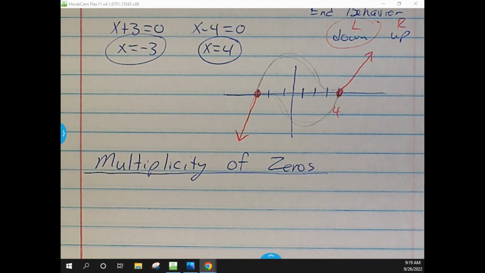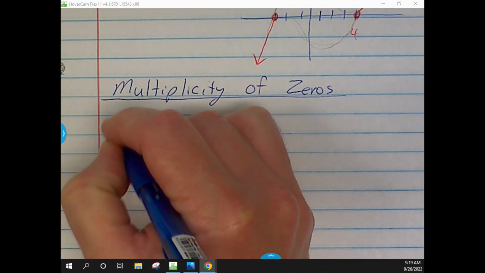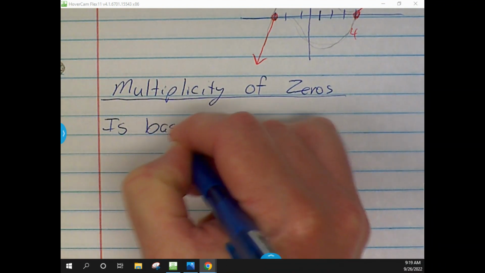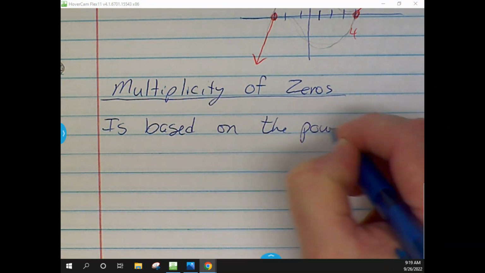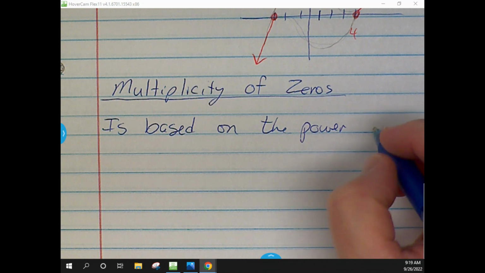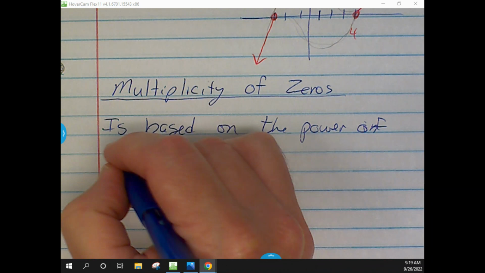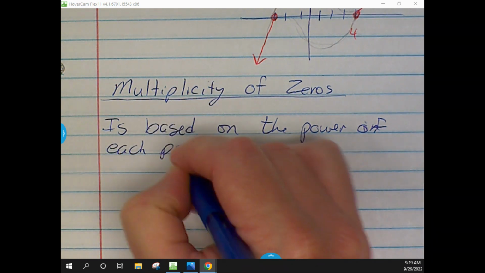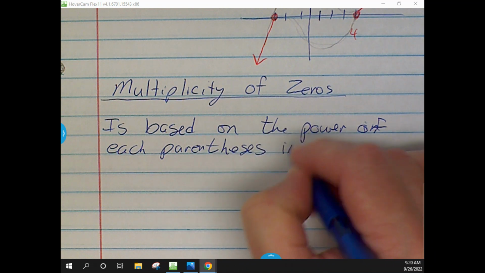All right, so the multiplicity of zeros is basically this. The multiplicity is based on the power of each expression or each parentheses in factored form.